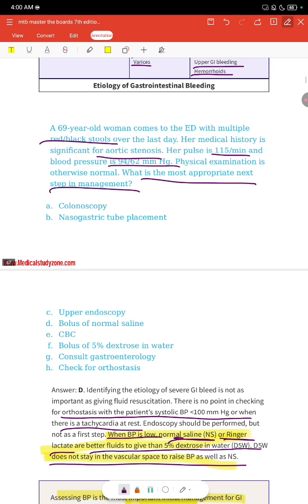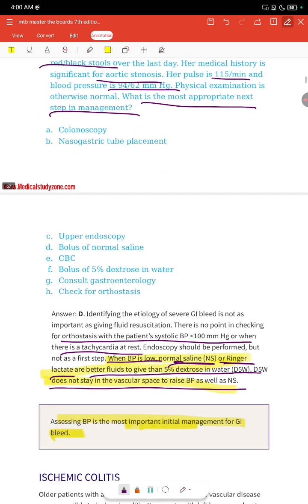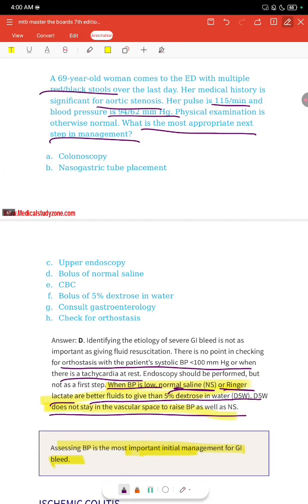So the patient here has a blood pressure of 94 by 62, which is quite low. The main thing that is important is not that we should identify the etiology of the severe bleed. It's not as important as giving fluid resuscitation. There is no point in checking for orthostasis with the patient's systolic BP less than 100 mmHg or when there is tachycardia at rest. So these are the options that we should go for.